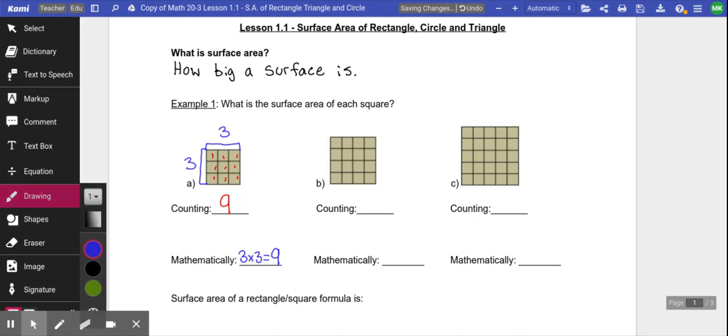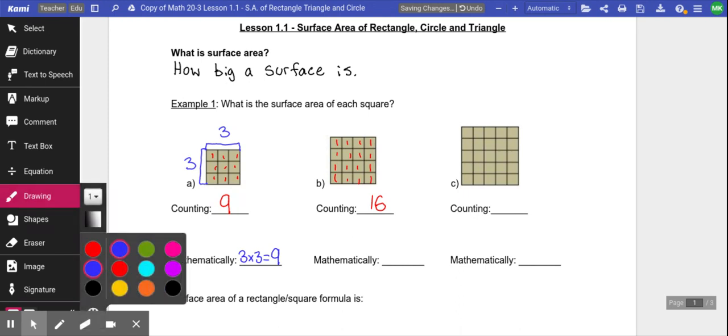All right, let's look at the second one. If we're just counting it out, we have 1, 2, 3, 4, 5, 6, 7, 8, 9, 10, 11, 12, 13, 14, 15, 16 blocks there. So we know the answer should be 16. Mathematically, the way we do it is we're going to do length. The length is 4 times width, which is right next to it, also 4. 4 times 4 is 16.